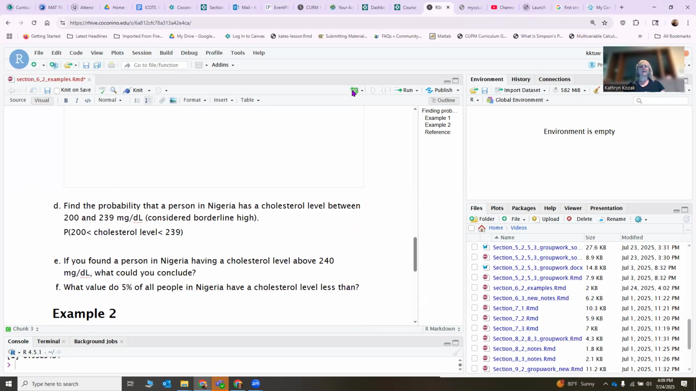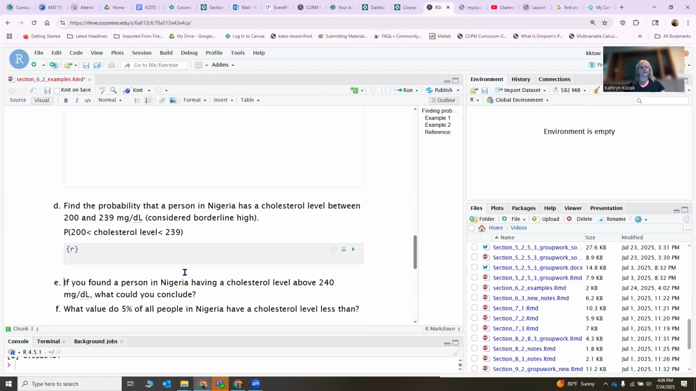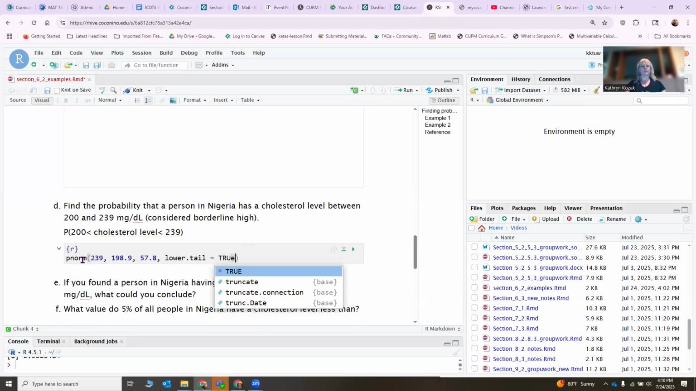So in this problem, it's a little bit more work to do this. And I'm not going to use the xpnorm this time. I'm just going to use the pnorm. And what I want to think of is I'm going to be less than the 239. So let's start with that one, less than the 239, with my same mean and my same standard deviation. And the lower.tail is true because we are saying we're less than it. So there's one value.